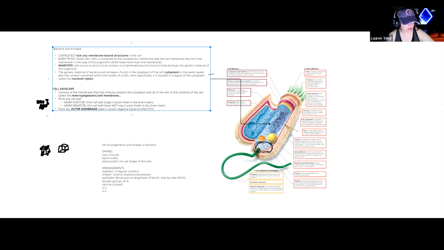So let's see this. So it says any cell wall. Let's say, actually, we'll specify here. Bacterial cell walls are made of peptidoglycan. Repeating sugar units linked together by peptide cross-linking bridges.